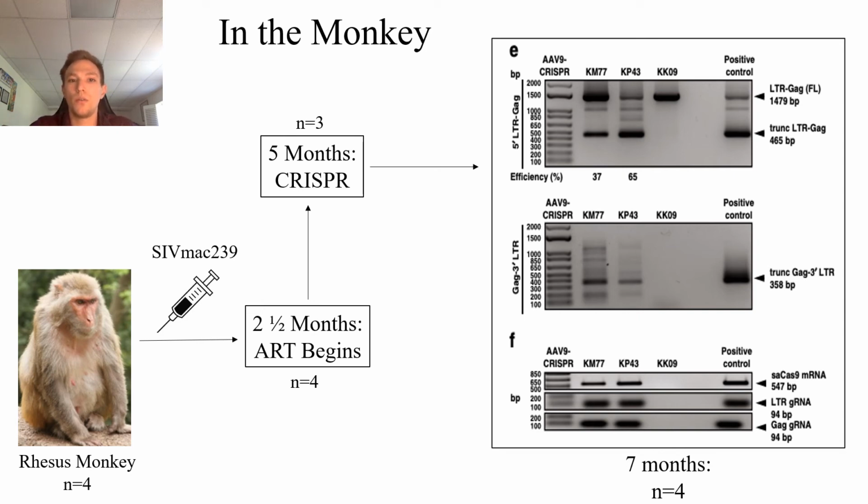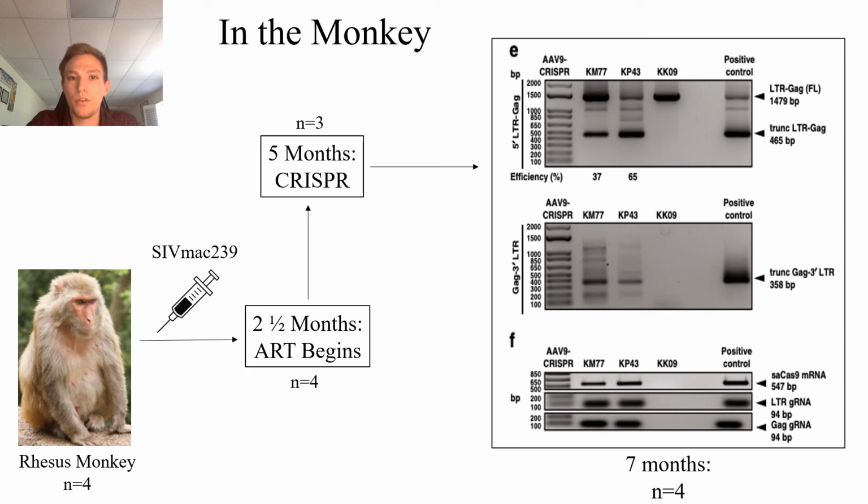So in vivo, they removed these blood cells to examine them ex vivo, which is shown here in this figure, in these gels. Beginning at the top, again, they are looking at 2 infected monkeys. KM77 and KP43 are 2 monkeys that received CRISPR treatment, while KK09 only received ART and no CRISPR treatment. So all 3 monkeys have SIV, but only 2 received CRISPR.